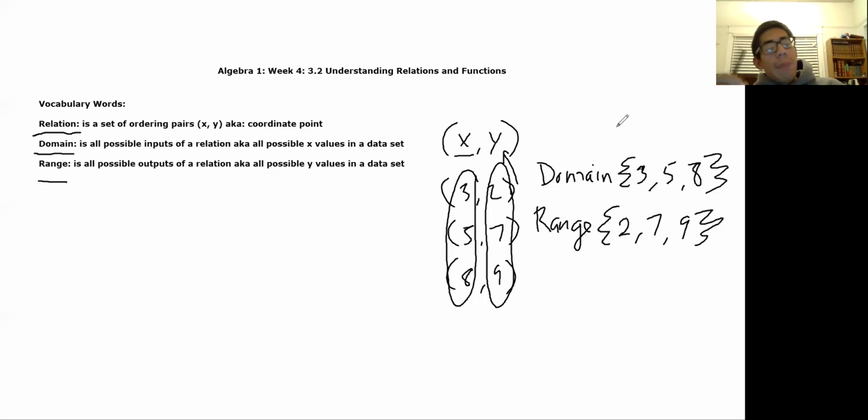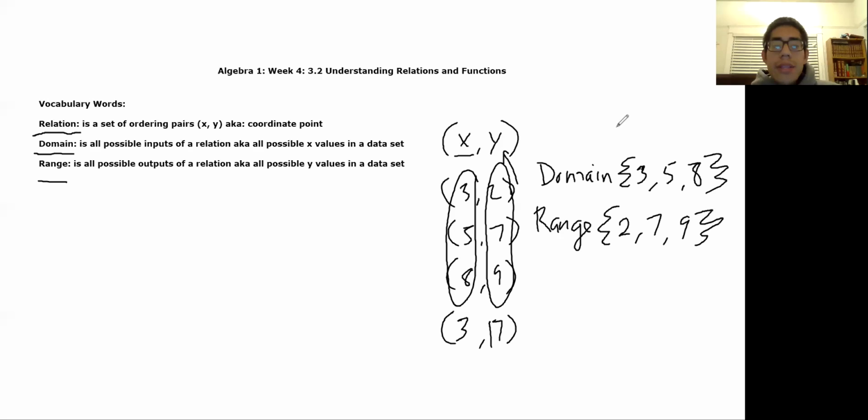So what happens if in your data set, in your relation, you end up getting a number that's repeated? Let's say I have another coordinate point, and let's say I have another 3, but this time I have 7. Oh, that's a bad example. Let's have 17 then. So how does this change my domain and range?